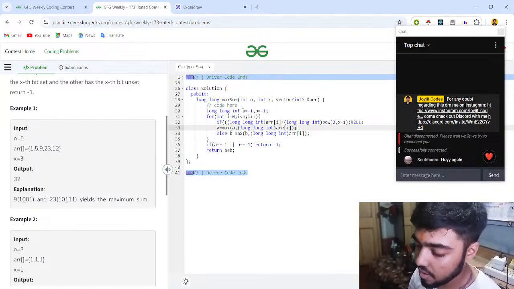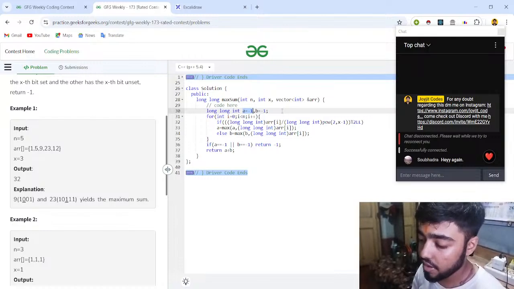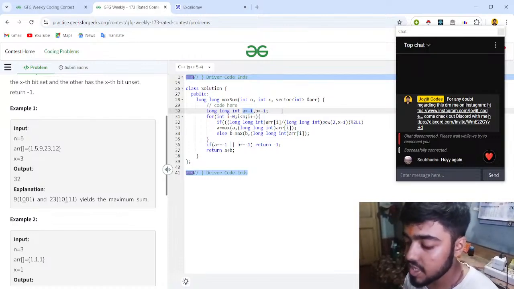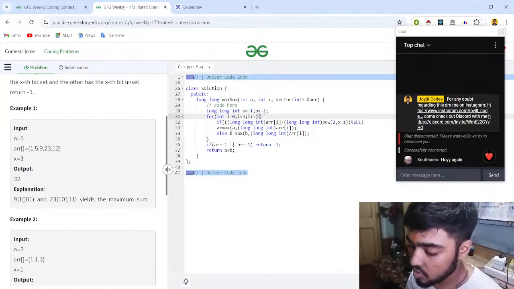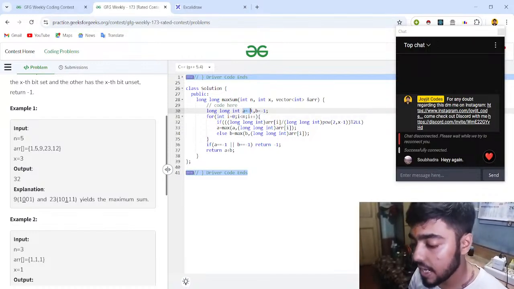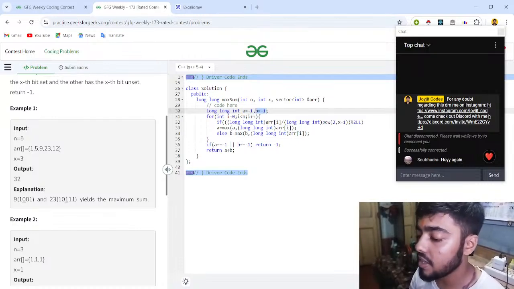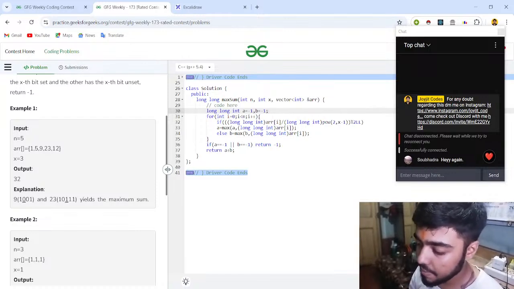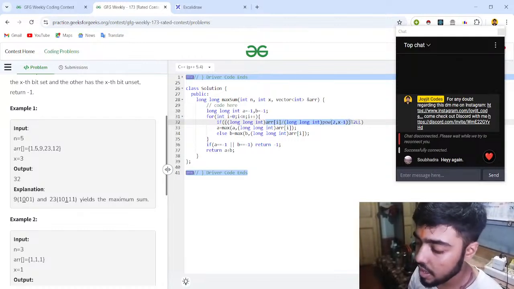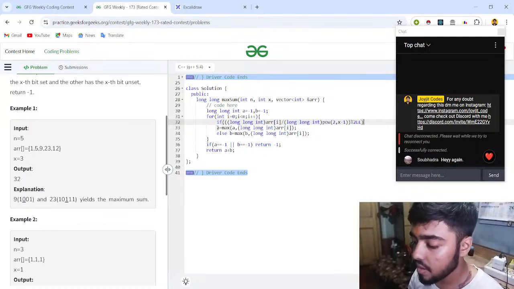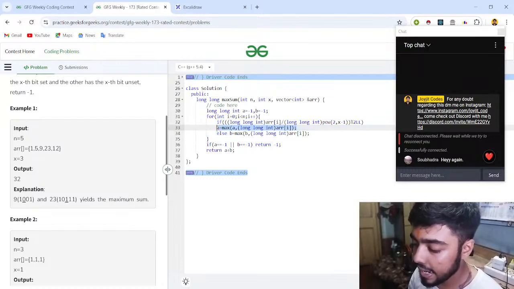So basically for A, I'm going to consider the bits which are set, and for B, I'm going to consider the bits which are not set. So A is the maximum of the set bits at x, and B is the maximum of the unset bits at x. Now I have performed the operation for every element. I am dividing it by 2 to the power x minus 1 and putting a modulus of 2 over here, and then if it comes out set, I update A, otherwise I update B.